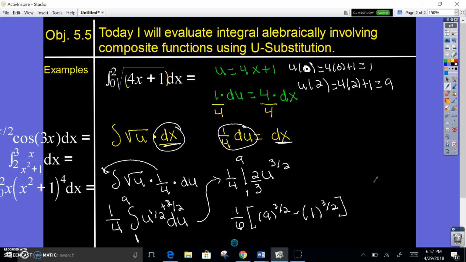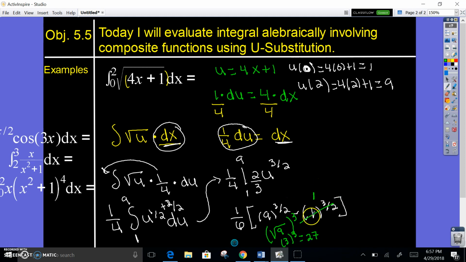Well, I'm going to try to simplify this without a calculator. 1 to the 3/2, that's just going to become 1, no matter what. 1 to the whatever power is 1. This one, if you remember, the bottom is your root. So it's the square root of 9, and then the top is your exponent, cubed. So the square root of 9 is 3, and then when you cube that gives you 27.